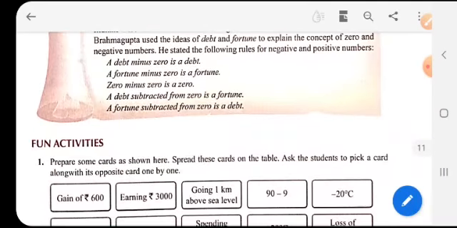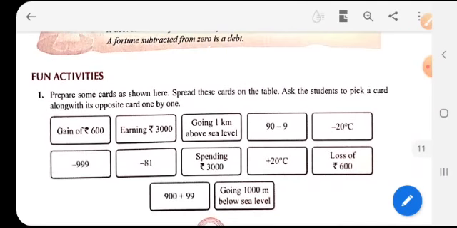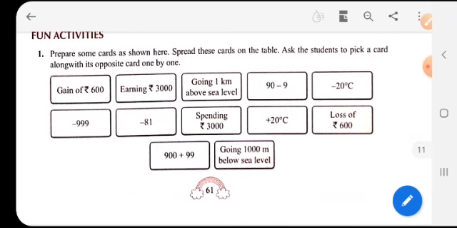Now there is some fun activity for you. Prepare some cards as shown here. Spread these cards on the table. Ask the students to pick a card along with its opposite card one by one. So this is what you will do when you come to your school.